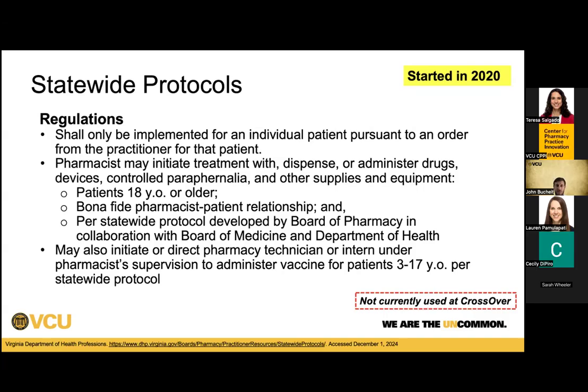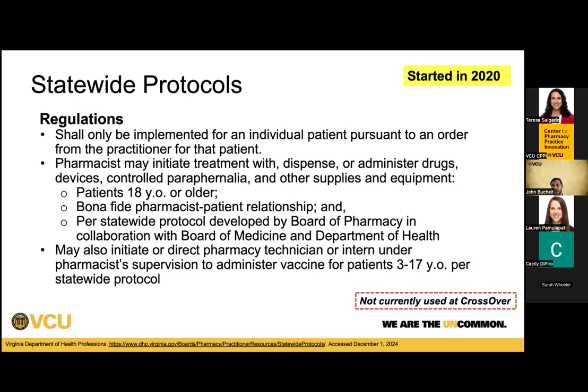Statewide protocols, these were a little bit more recent, and there are several in Virginia now. These are really nice because pharmacists do not need to have that relationship with a provider as long as they're following that statewide protocol developed between the Board of Pharmacy and the Board of Medicine, and they have a normal patient relationship with someone at their pharmacy. They were able to initiate these services.